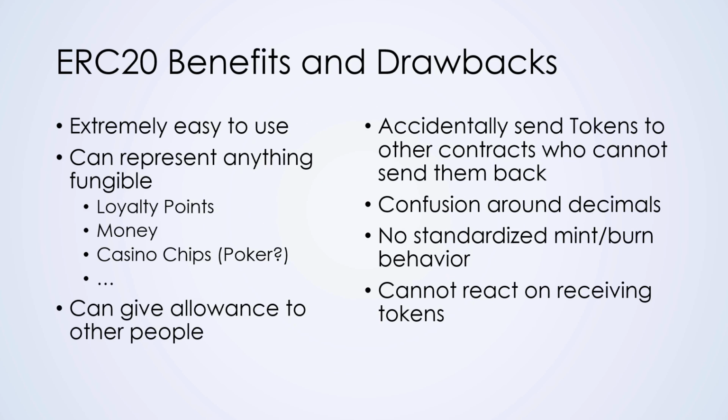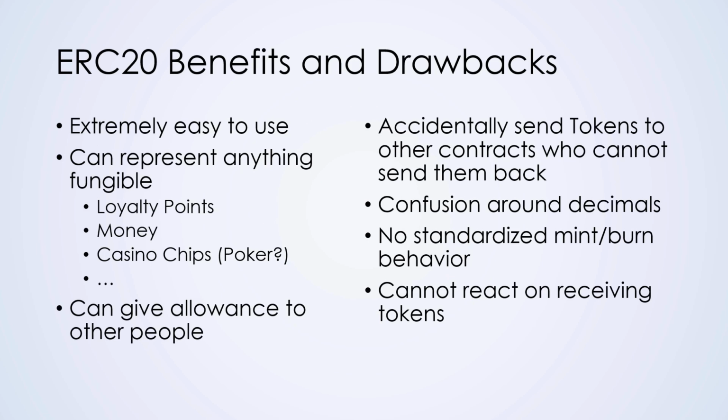And furthermore, you can not only transfer them, you can give allowance to other people to spend tokens in your name. It's very convenient. Now, the drawbacks are you can accidentally send tokens to other contracts, and then they are basically locked in forever if those contracts do not have any ability to send tokens back or interact somehow with this. And there has been confusion around the decimal points. Right now, they are pretty much fixed at 18 decimals, but still there is confusion. I think the USDC coin only has 8 decimals. So every time you work with these tokens, you have to take care of the decimal places.